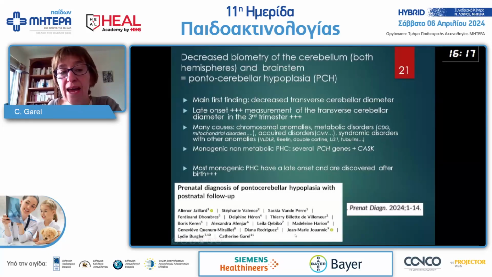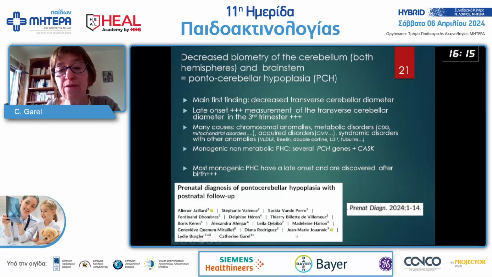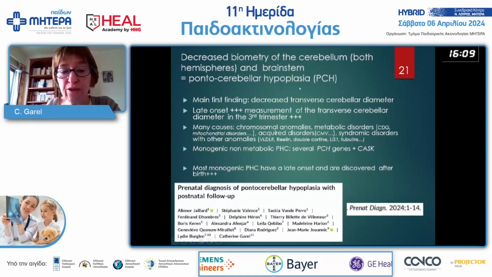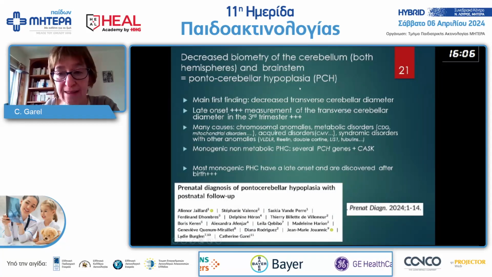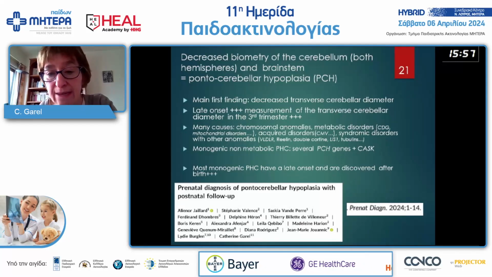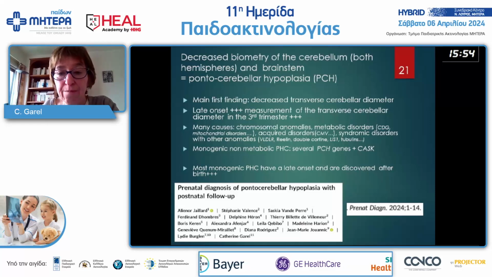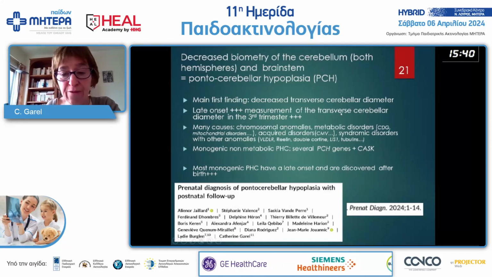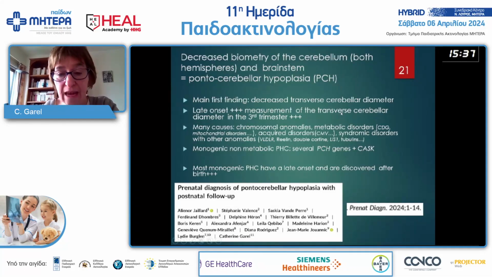Now we move to a bilateral decrease of the cerebellar hemispheres and sometimes also the vermis and the brainstem. And we will talk about pontocerebellar hypoplasia. The main first finding prenatally is usually decreased transverse cerebellar diameter. Because of a particular growth of the cerebellum before birth, it is mandatory to measure the transverse cerebellar diameter even in the 3rd trimester, because this malformation has a late onset.